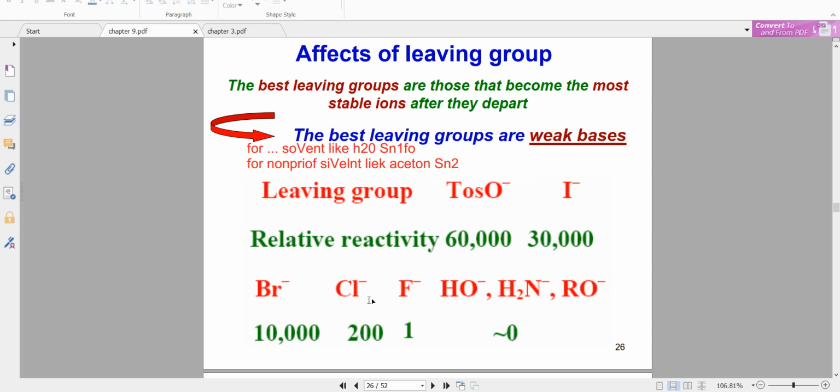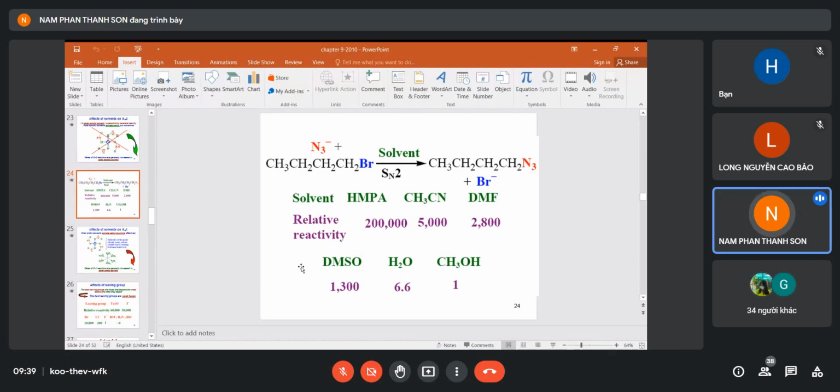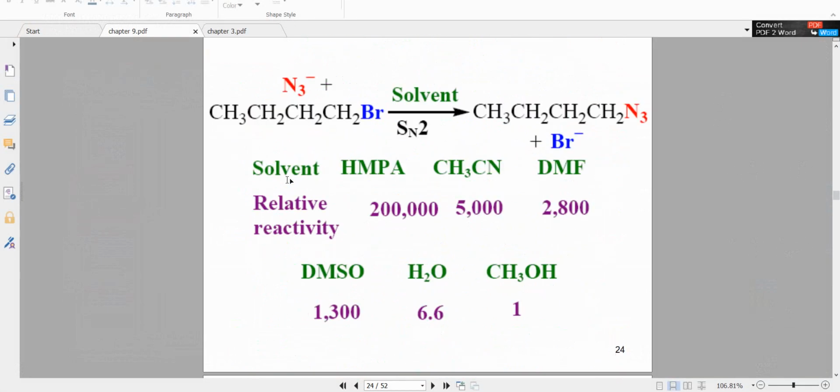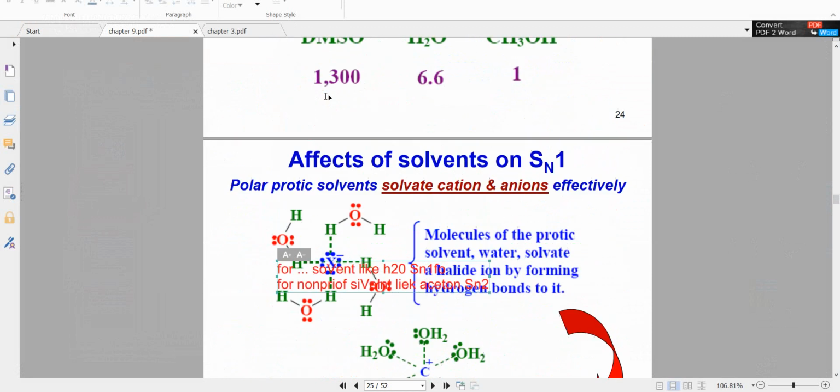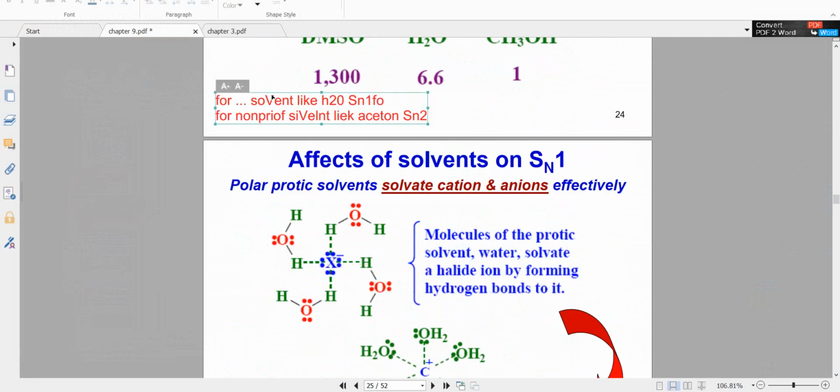By looking at these factors, we know which reaction is SN1 and which reaction is SN2, and you can give the correct products in your exam.